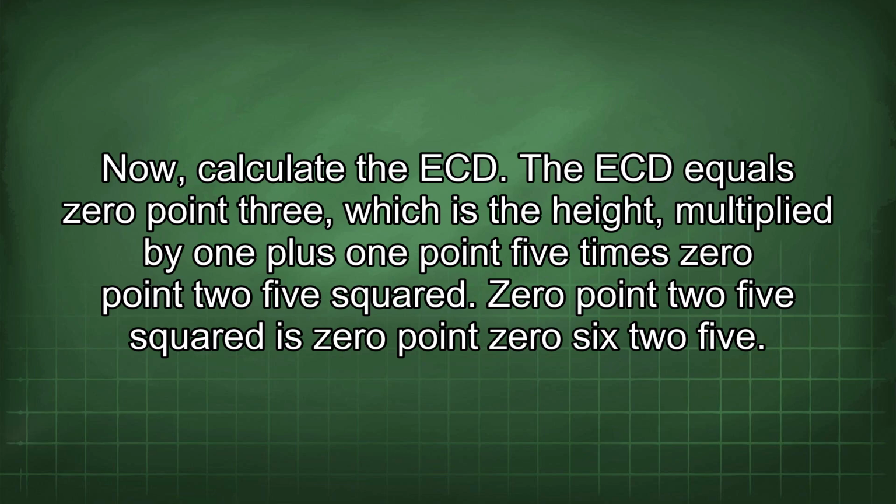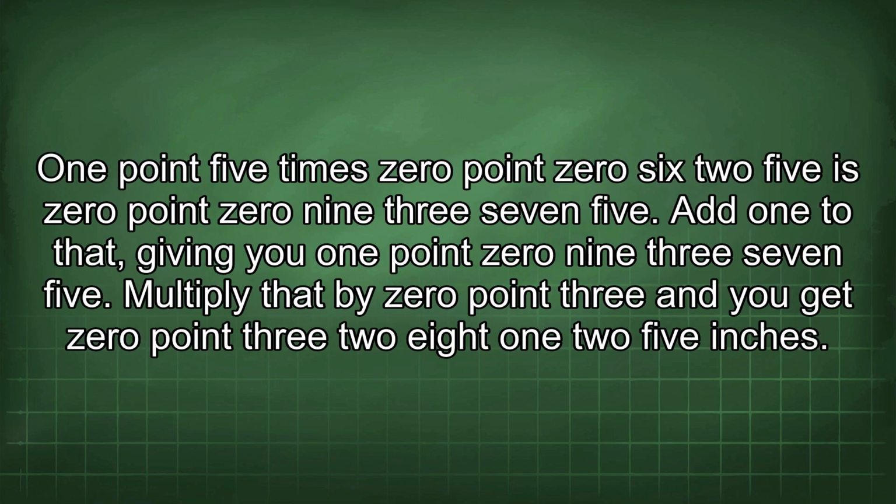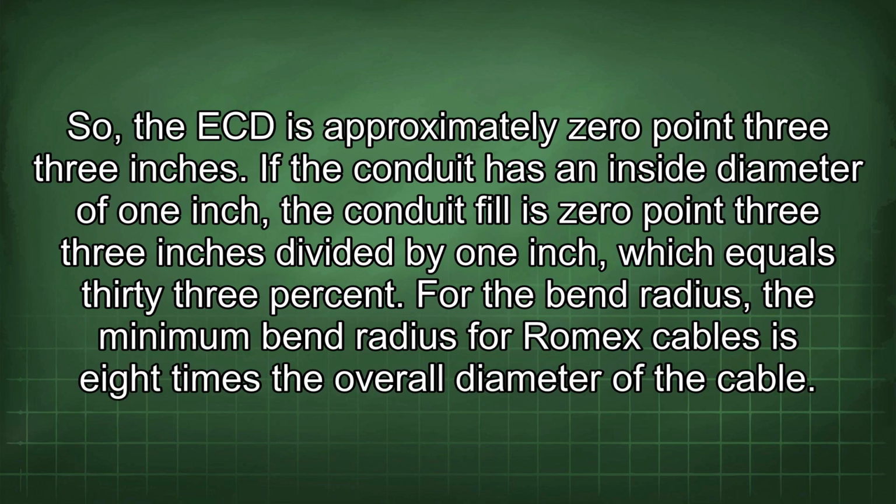0.25 squared is 0.0625. 1.5 times 0.0625 is 0.09375. Add 1 to that, giving you 1.09375. Multiply that by 0.3 and you get 0.328125 inches. So, the ECD is approximately 0.33 inches.